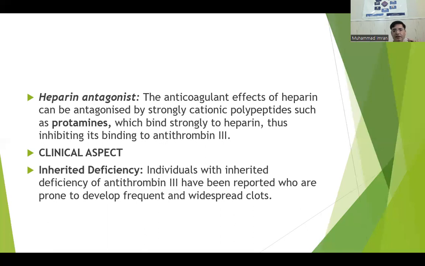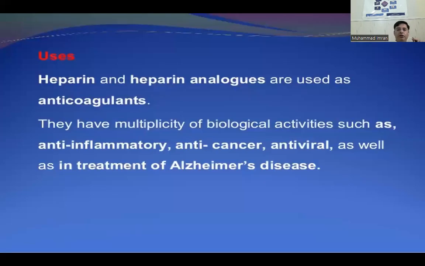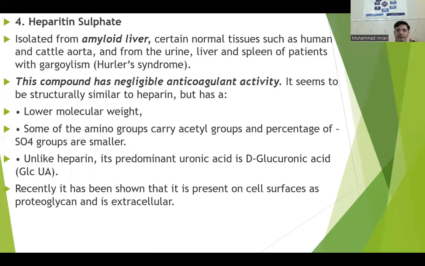Clinical aspect: inherited deficiency. Individuals with inherited deficiency of antithrombin 3 have been reported who are prone to frequent and widespread clots. The people who have widespread clots in blood have a deficiency of either heparin or the antithrombin 3 protein. Uses: heparin and heparin analogs are used as anticoagulants. They have a multiplicity of biological activities such as anti-inflammatory, anti-cancer, antiviral, as well as in the treatment of Alzheimer's disease.